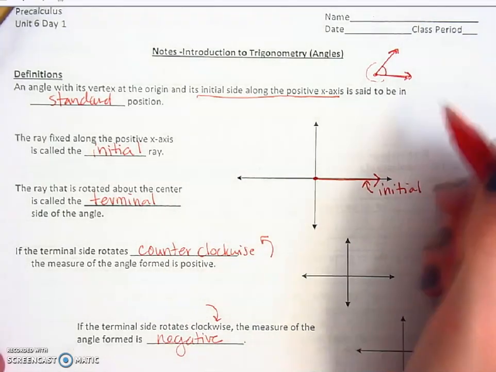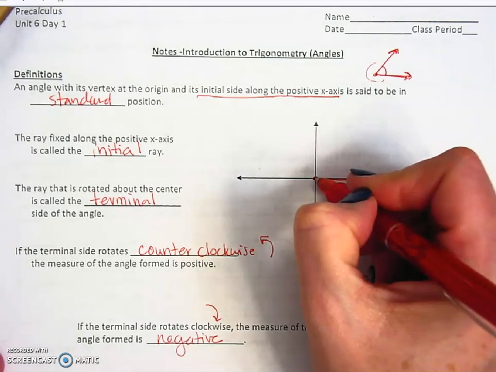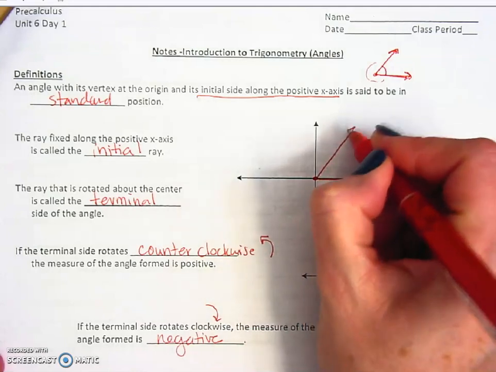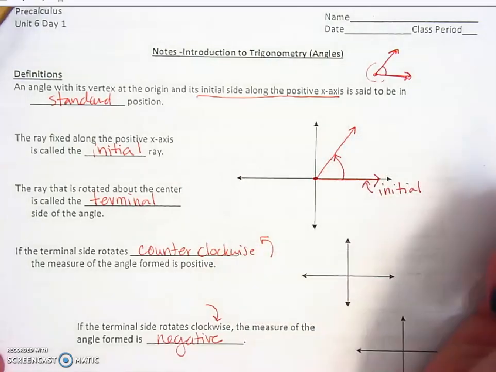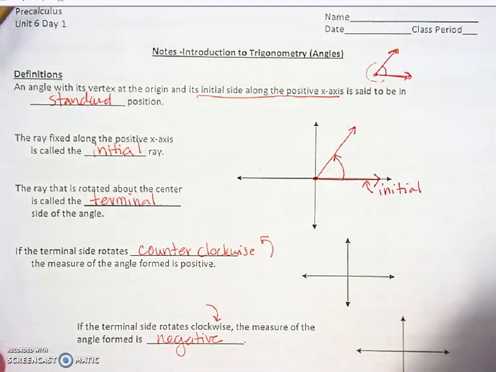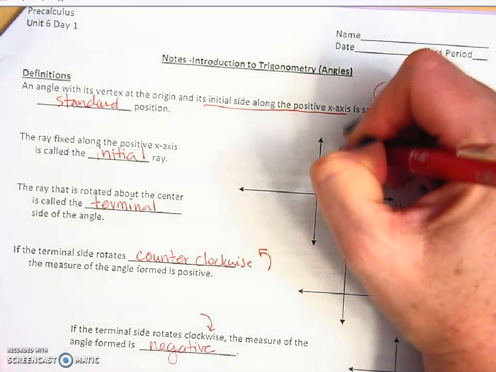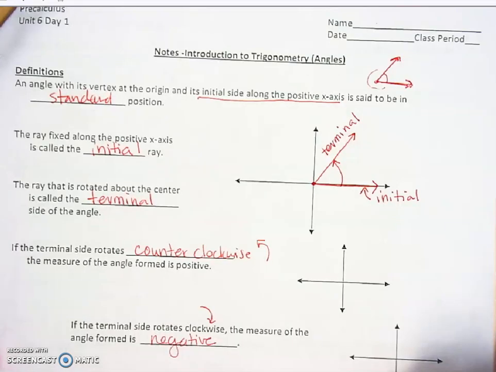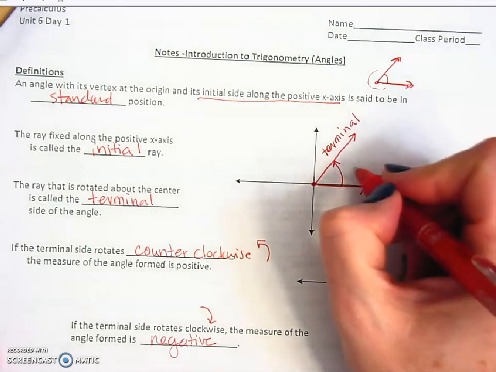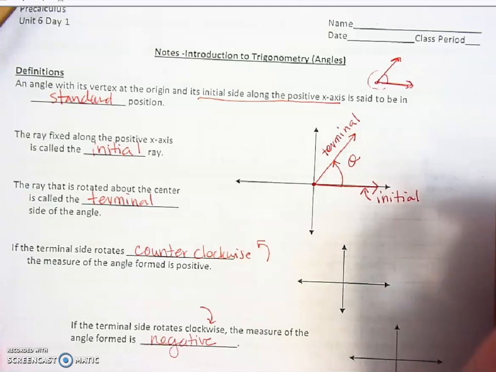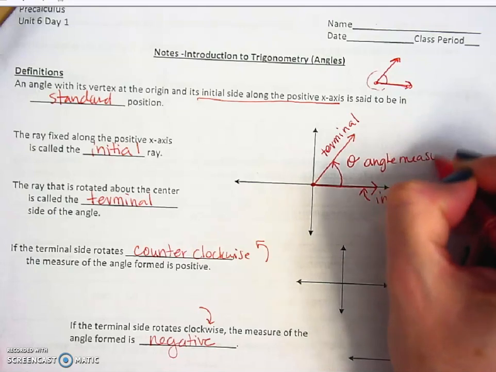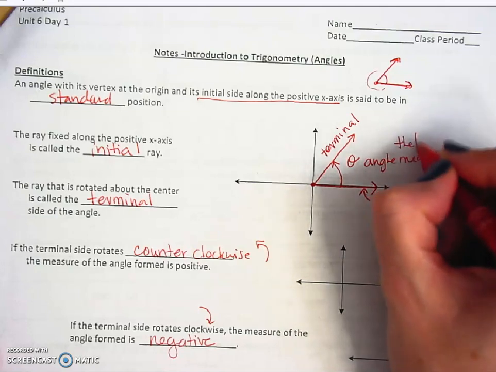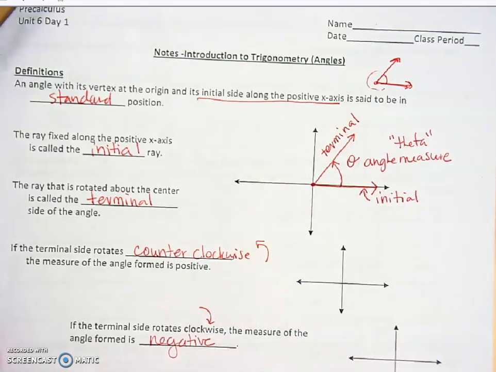Now let's say I draw a second ray, and let's say it started also on the positive x-axis, but then rotated this way and ends here, or terminates right there. That's the terminal ray or side. And this angle created, the symbol is a Greek symbol for theta. We use that for denoting an angle measure, and it's said theta. So that's the basic pieces.